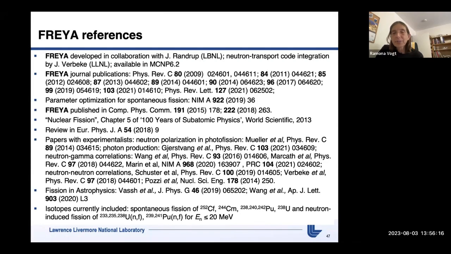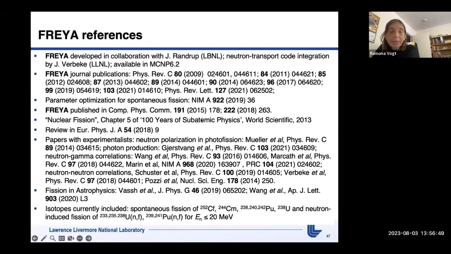So I know everything went by really fast. But is there anything else I might be able to explain about Freya? Or, and you can download it. The latest version is not there. We're still doing some development, but it's published in Computer Physics Communications.